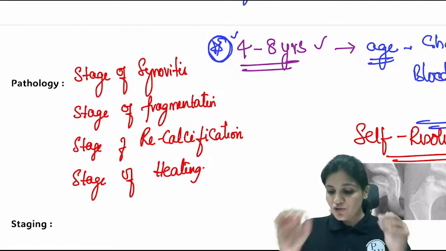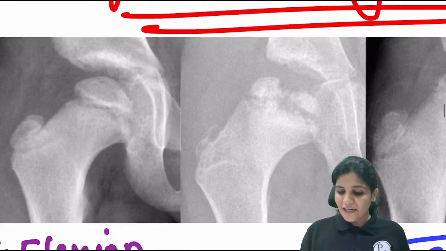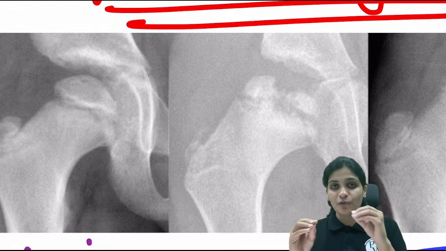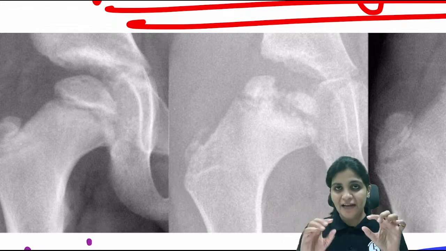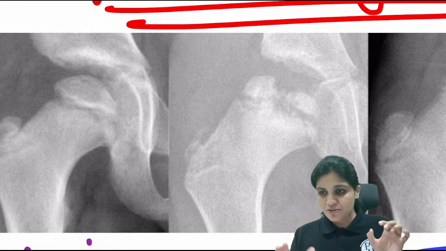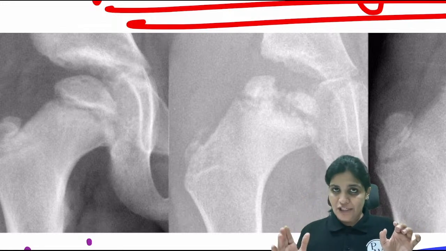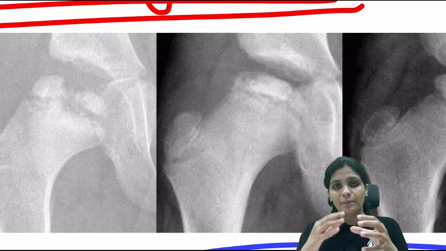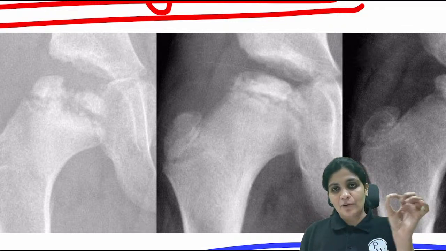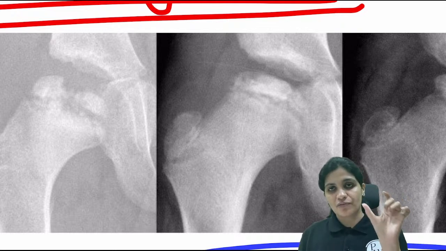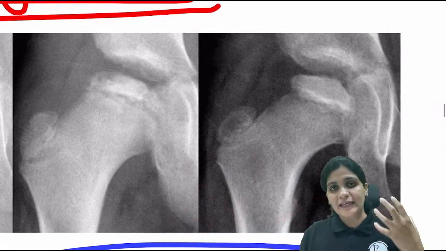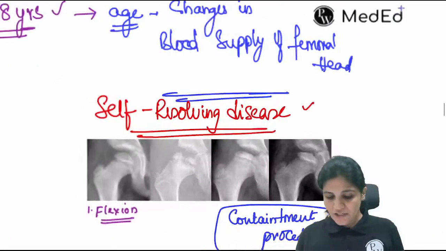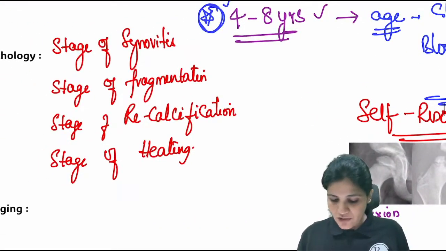And then there will be the stage of fragmentation. In the stage of fragmentation, you will see that the femoral head is deformed. You cannot see the shape of the femoral head. You can see some fragments of the femoral head. So this is the stage of fragmentation. And then you see it will reossify. So again it will form on its own, right? You can see some amount of deposition, that is the stage of recalcification, and finally it will heal. So this is the stage of healing or the stage of remodeling. Understood? So this is the stage of healing or remodeling.